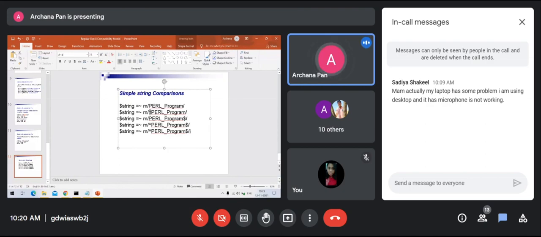This caret means starting with, some sentence that is starting with PERL program. This one is ending with PERL program. What is the meaning of this one? Ma'am, maybe the exact word. Exact word, because it is starting with caret and ending with this one. If you have just this, it will match.